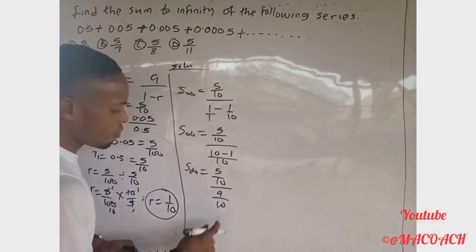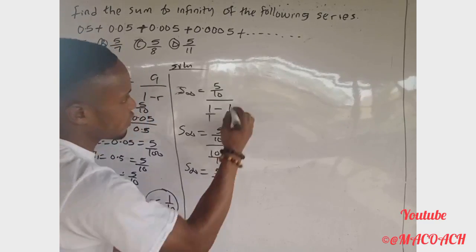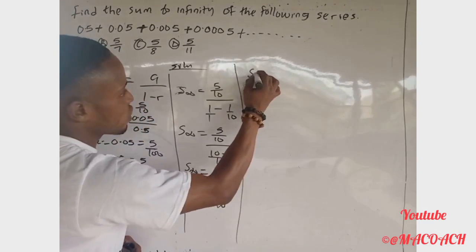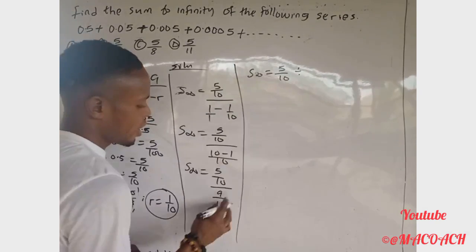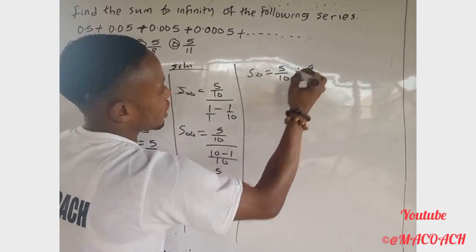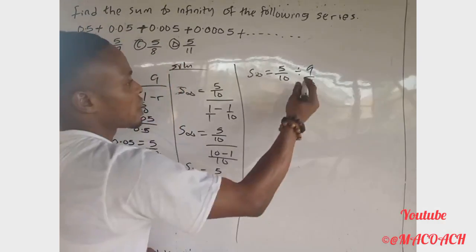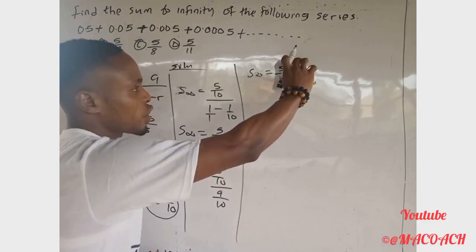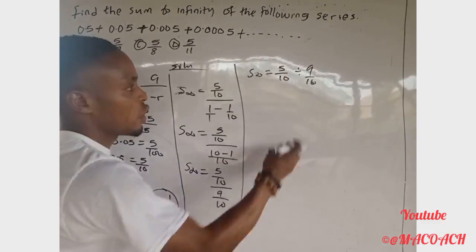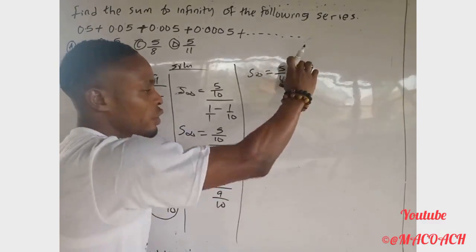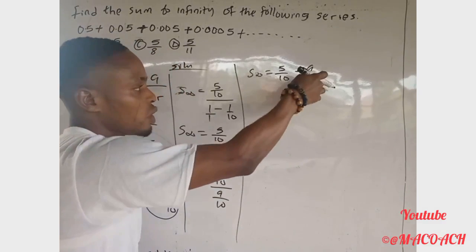So in this place now, since we have two divisions here, we can also write it like this. With this, we have sum to infinity is equal to 5 over 10 divided by 9 over 10. So in this aspect now, what we just do here is to change this division to multiplication, because both are in fractions and they're separated by division. When you change this division to multiplication, you take the inverse of this one: this one comes up, this one goes down.